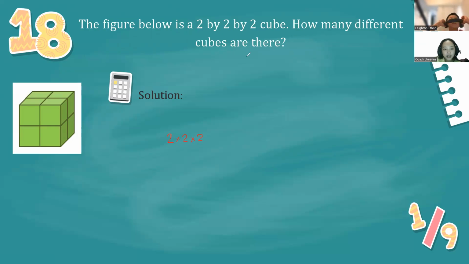If it says how many different cubes are there, that means how many small cubes, how many of these small cubes are there? Do you agree? Okay. Now to solve for this one, we have to multiply 2, since there are 2 small cubes here, then 2 small cubes here, and 2 small cubes here. So 2 times 2 times 2.